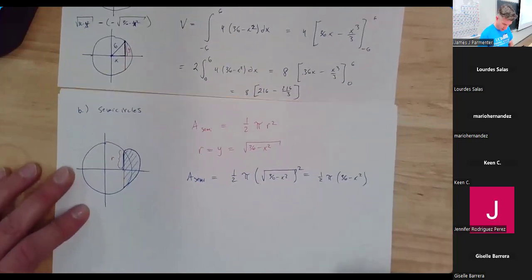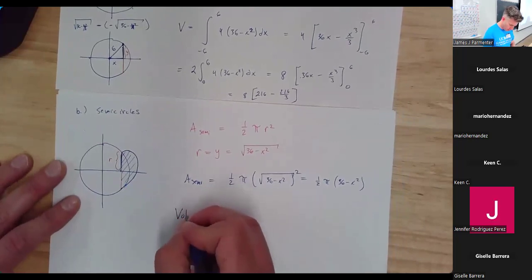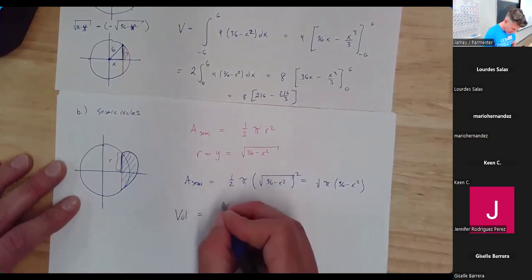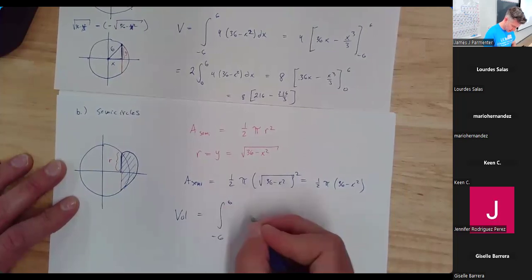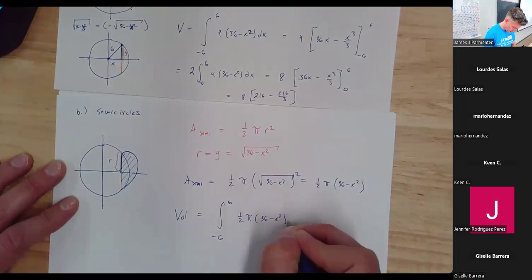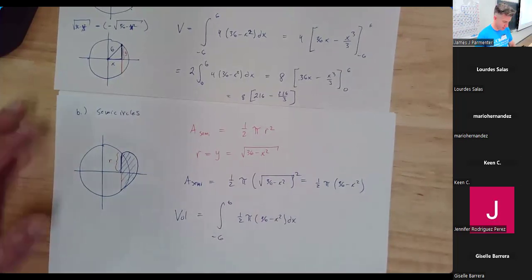And then, just like before, the total volume is going to be the integral from negative 6 to 6 of 1/2 times pi times 36 minus x squared. Sorry, that looks kind of terrible.